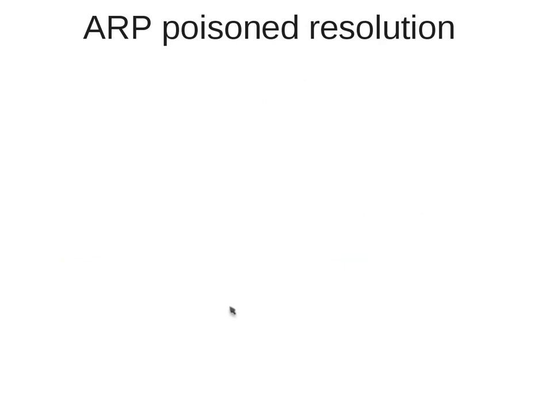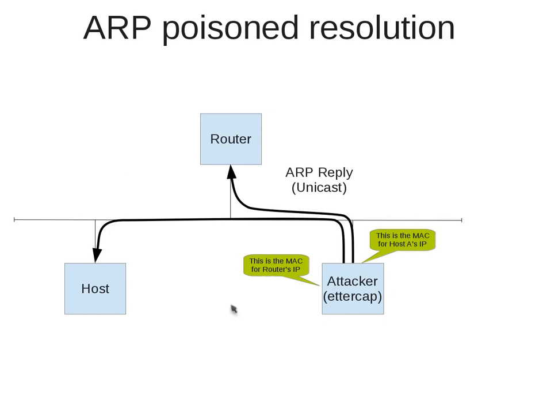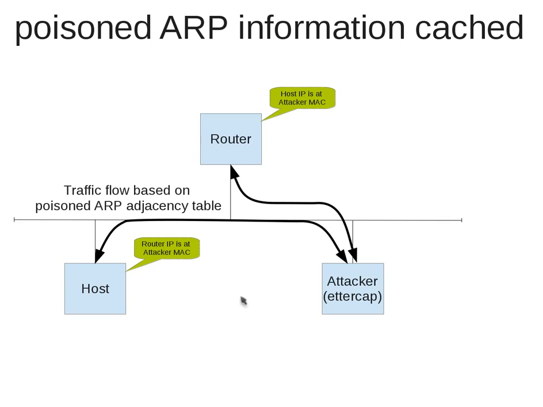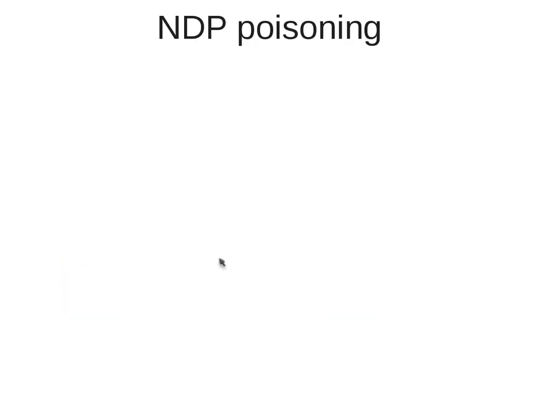To poison the situation, Ettercap running on the attacker host periodically sends ARP replies via unicast, first to the router, telling it that host A's IP is at the MAC address of the attacker host, and second to the host, telling it that the router's IP is at the MAC address of the attacker host. So this one we know already, and now we will have a look at how it's done in IPv6 with NDP poisoning.